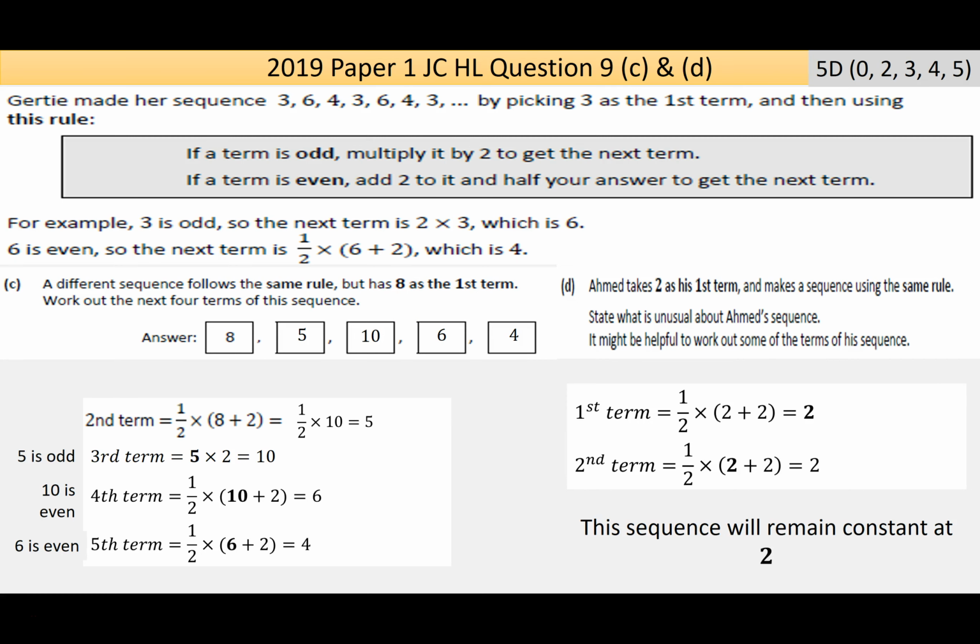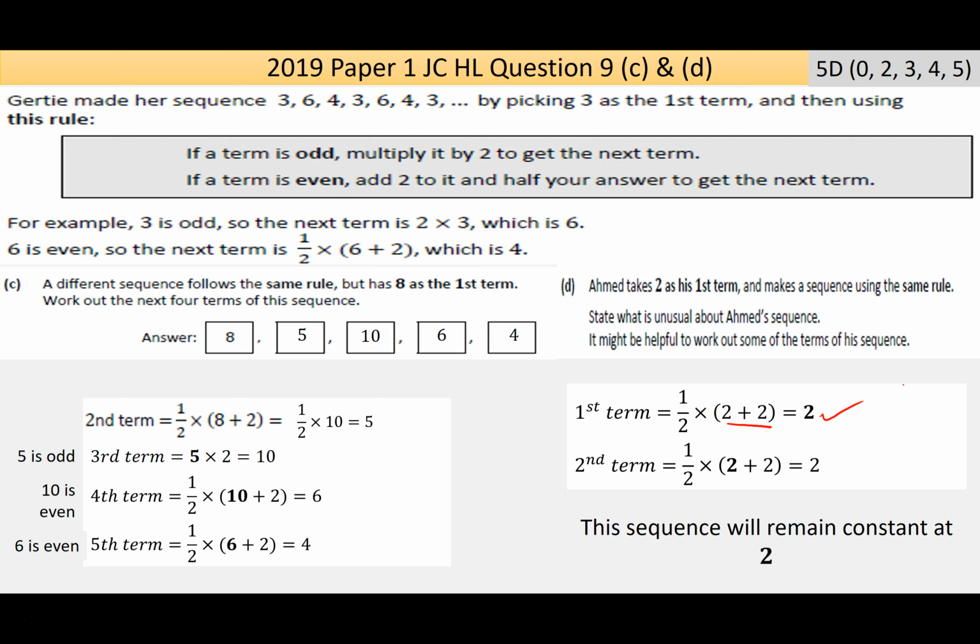Now part D then says, Ahmed takes 2 as his first term and makes a sequence using the same rule. State what is unusual about Ahmed's sequence. It might be useful to work out some of the terms of his sequence. So if I take the first term, which is 2, that's an even number, so I'm told to add 2 to it, and then multiply by a half. So 2 plus 2 is 4, multiplied by a half gives you 2.